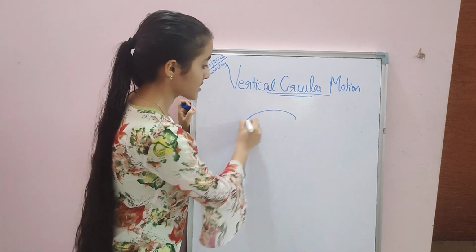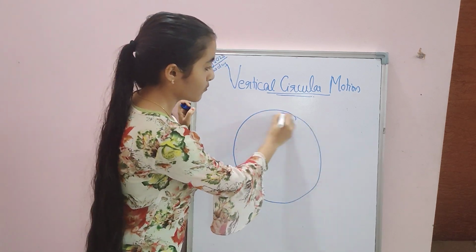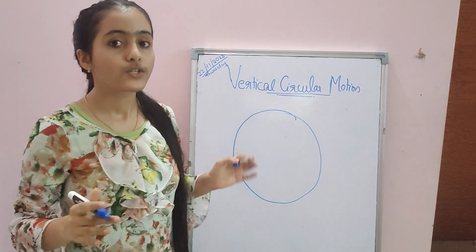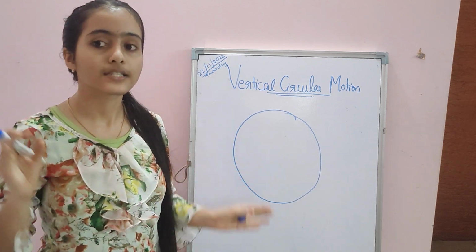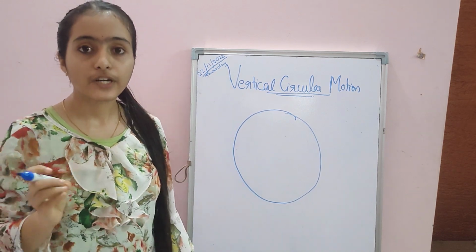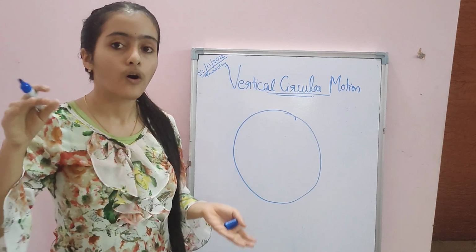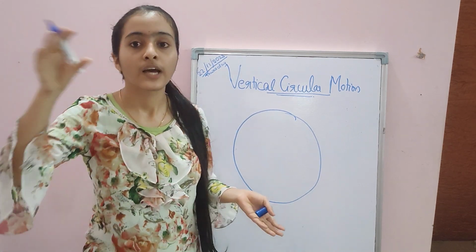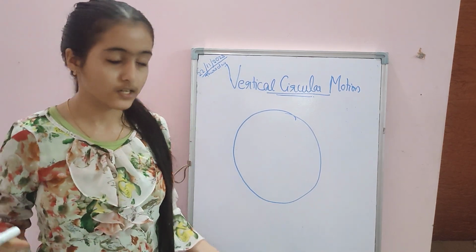So let us consider a body moving in a vertical circular path. You can imagine the vertical circle as in the case of a Ferris wheel. In a Ferris wheel, when the people are sitting on the benches and they are rotating, it is an example of a vertical circular motion.